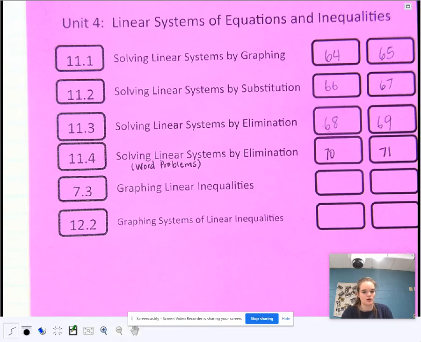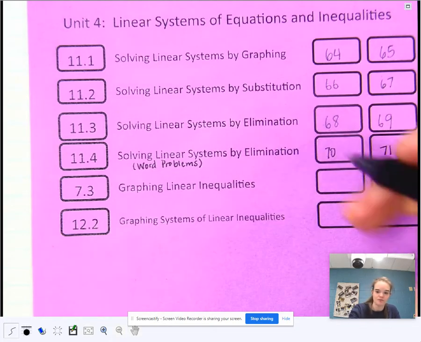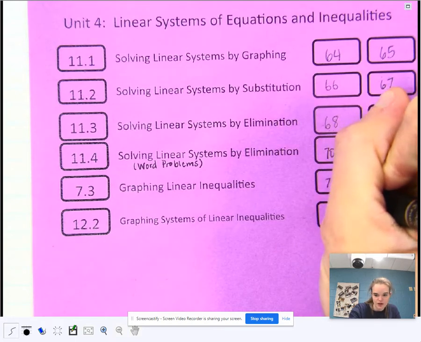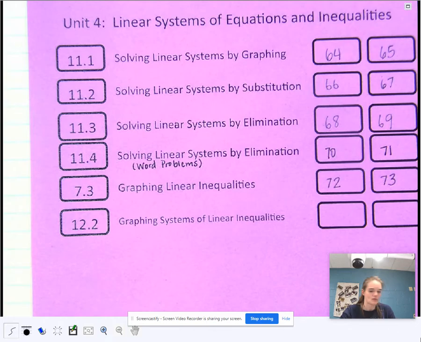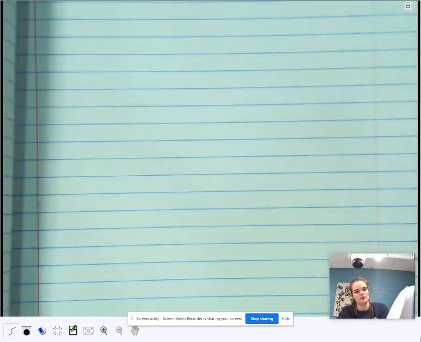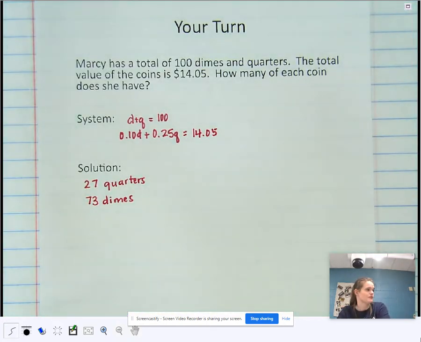Alright guys, today we're going to be working on graphing linear inequalities. It's going to be on 72 and 73. We'll only do 72 in this video. We'll get 73 in the next one. So go ahead and turn to page 72 of your notebook, and we're going to label it.